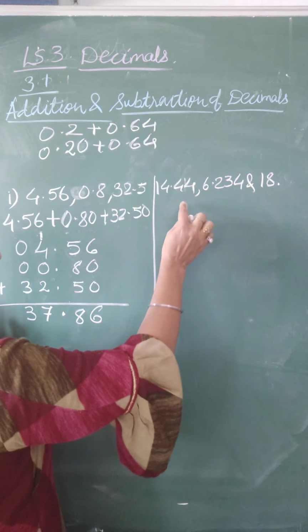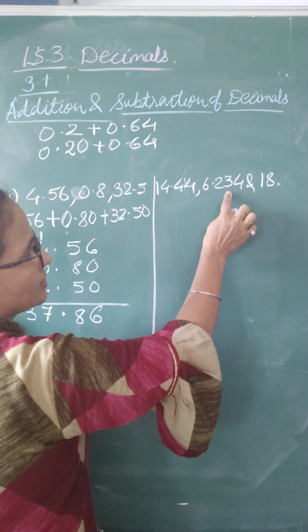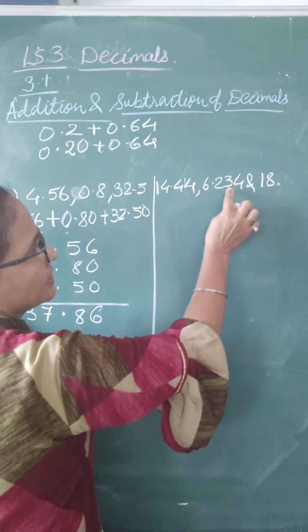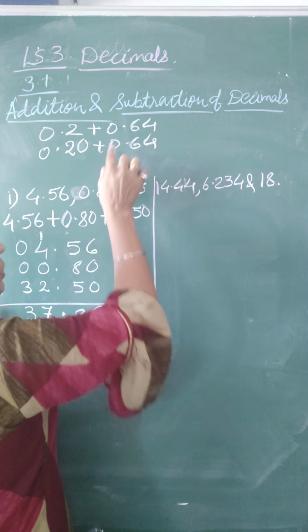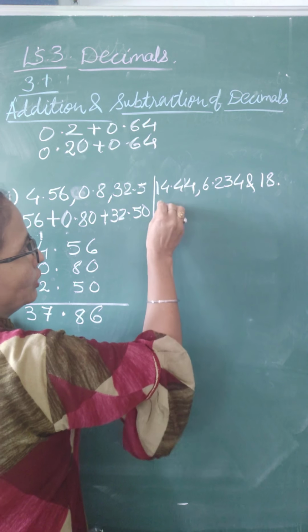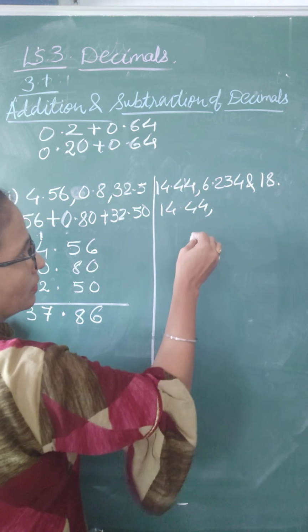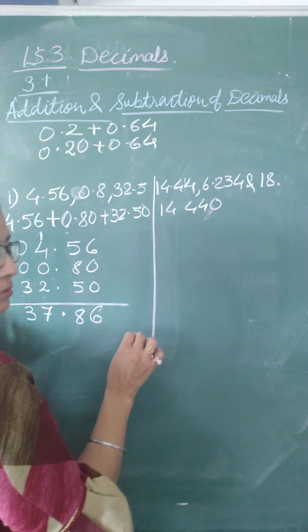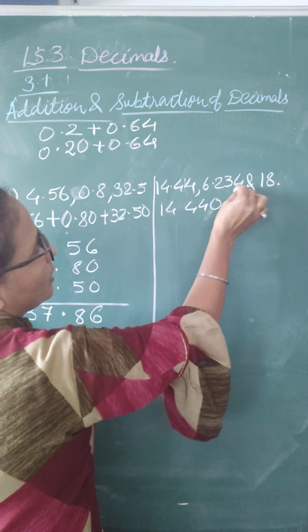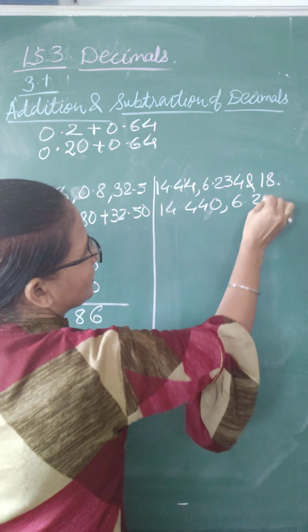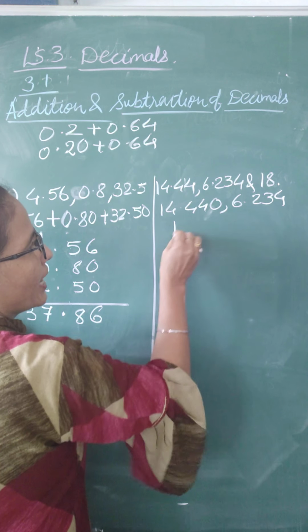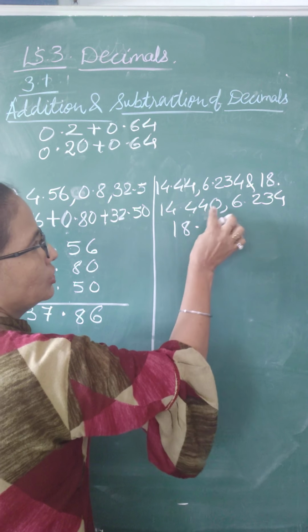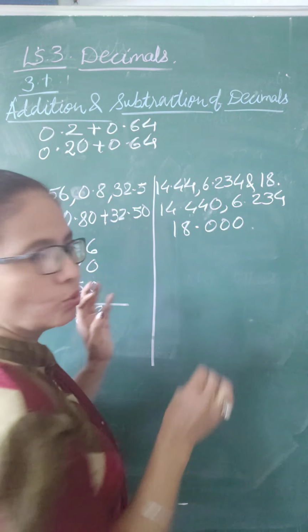Now let's see this one. Here first check the decimal places. Here 2 decimal places, here 3 decimal places, and here there is no decimal place. So you have to equalize the decimal part, which means you have to convert into like decimals. 14.44 has 2 decimal places, so here you have to put 1 zero. Now 6.234 will be as it is. For 18, as there is no decimal place, you will put the dot and add 3 zeros.